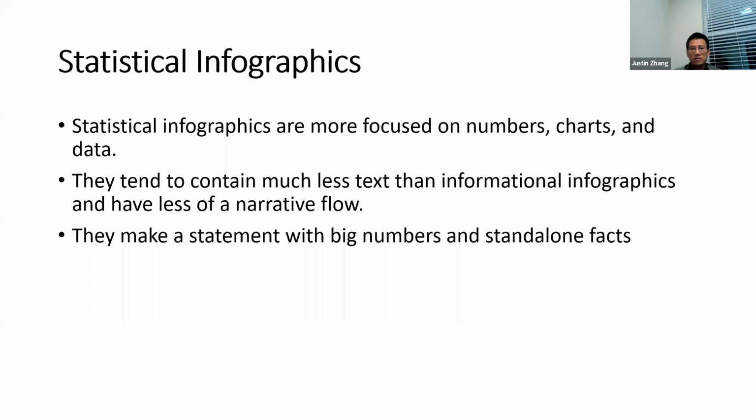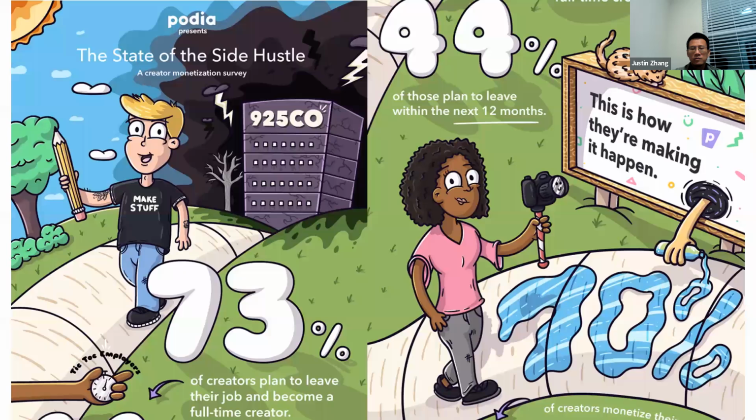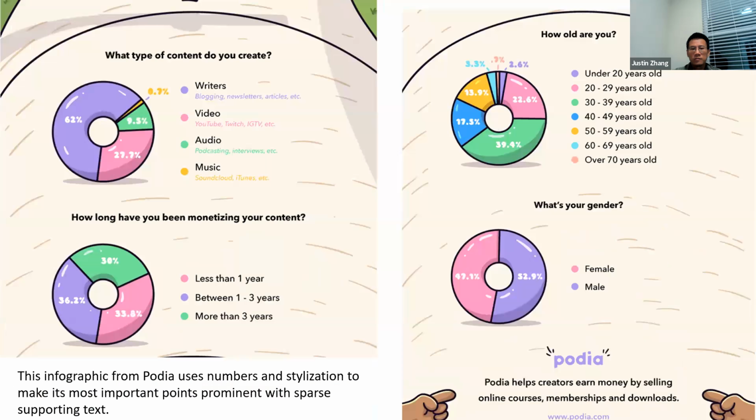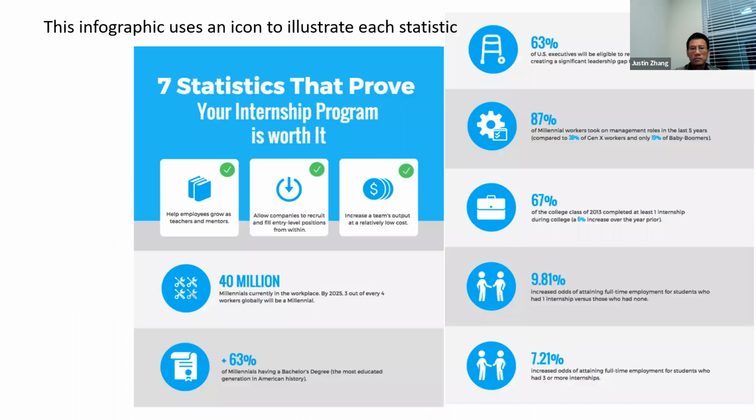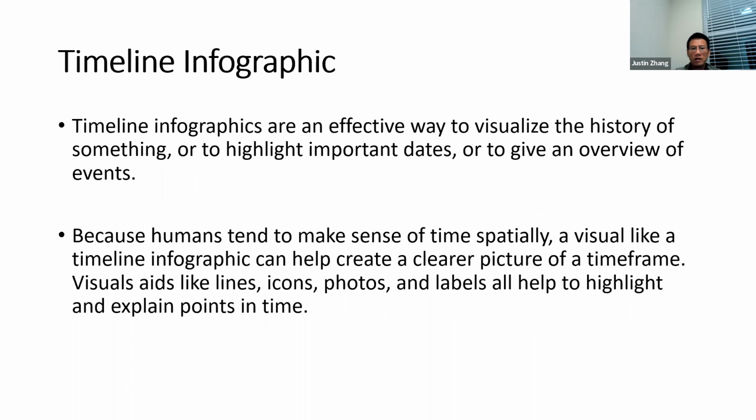Second type, statistical infographics. So the main idea is to focus on numbers, charts, and data. So we have several examples. And next type is timeline infographic. So this is used to visualize the history of something or highlight the events or important dates.